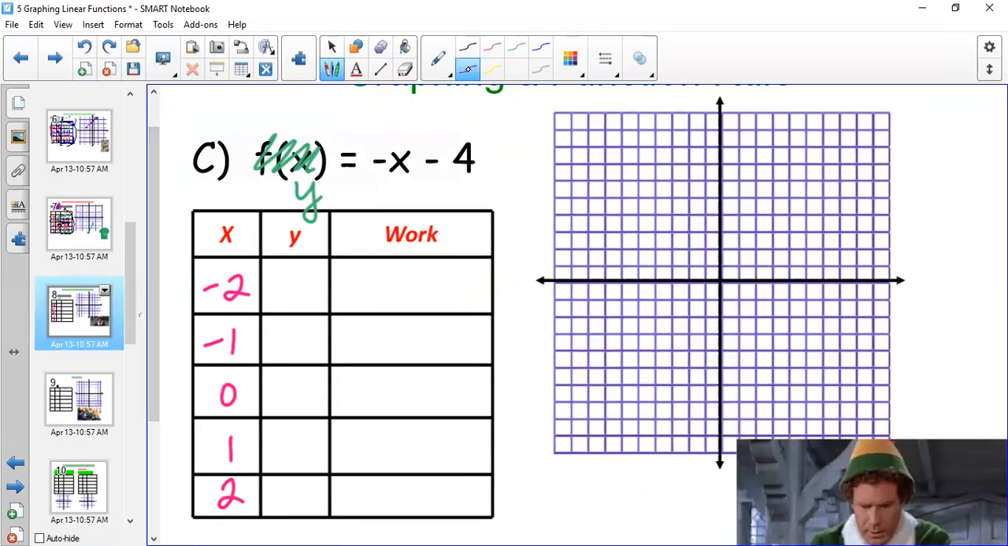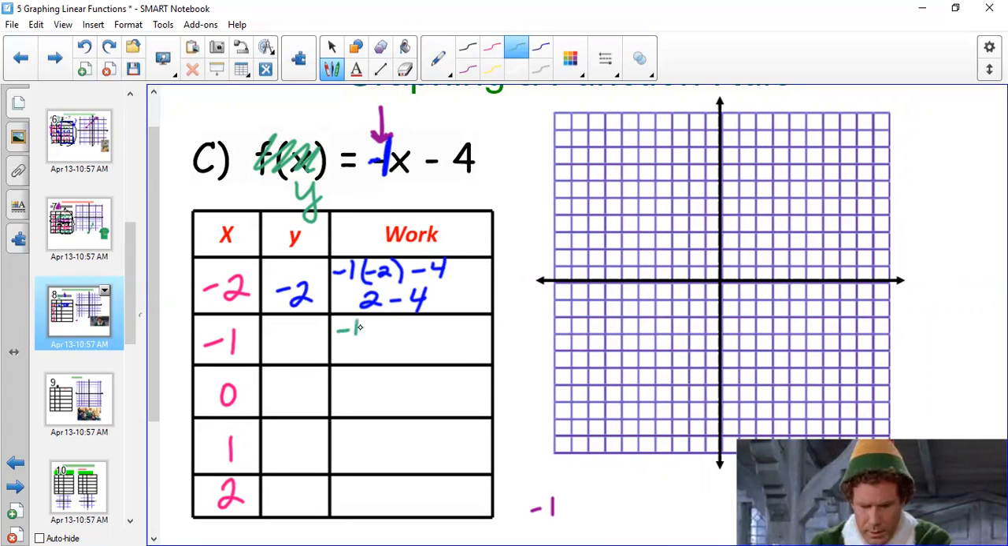Now that we know what that pattern is, I'm going to look at my coefficient. I know that I should have a pattern of going down 1, so keep that in mind as we go through this. All right, I'm going to draw in my coefficient here of -1 so when I do my work, I don't get confused. So that's -1 times -2 minus 4. Well, a negative times a negative is a positive. So 2 minus 4, -2.